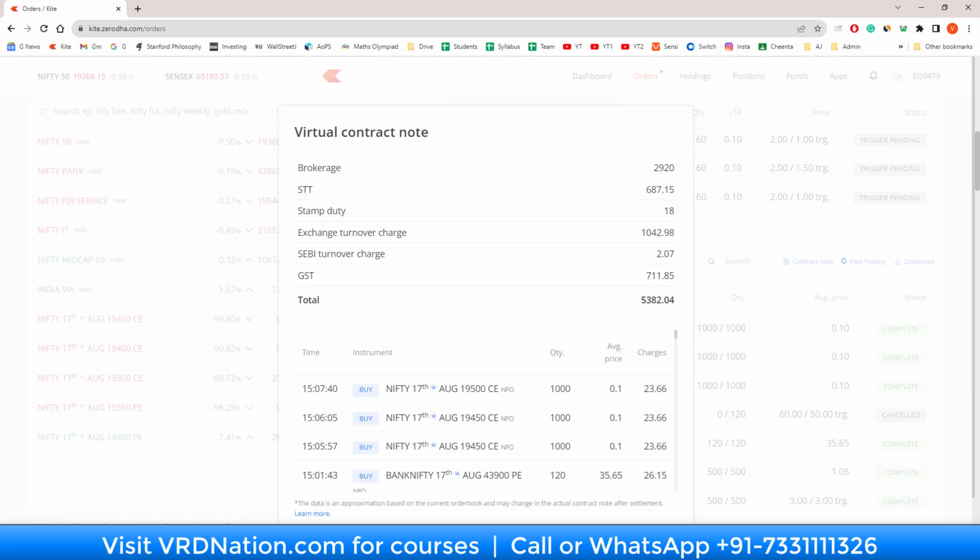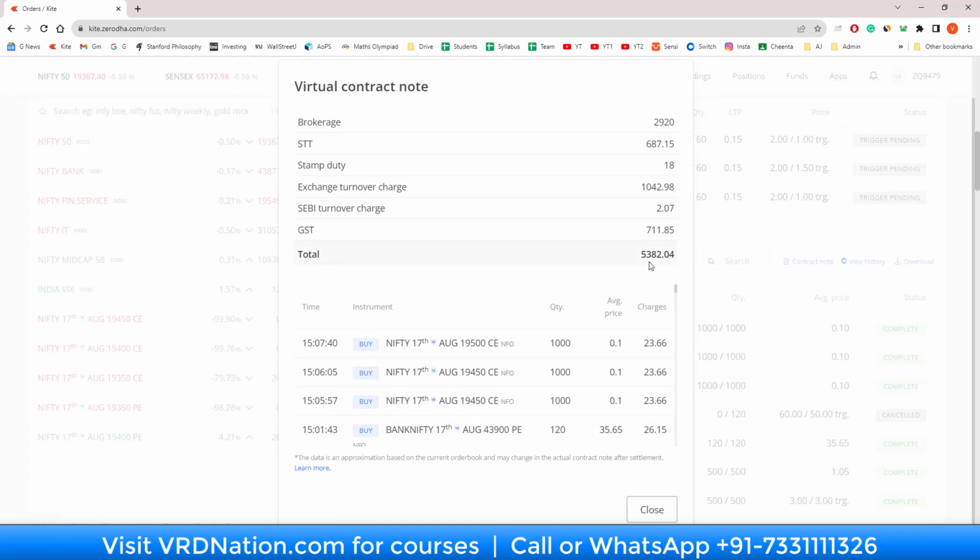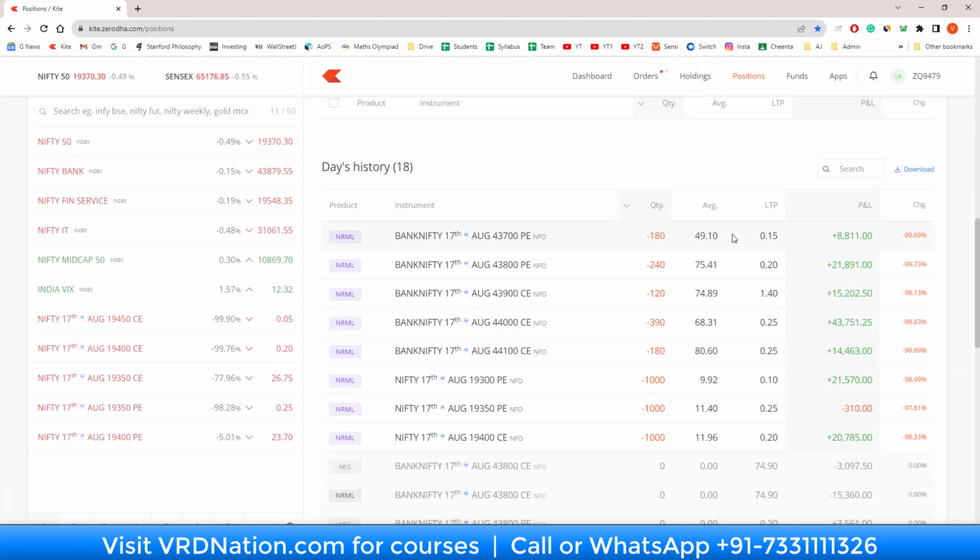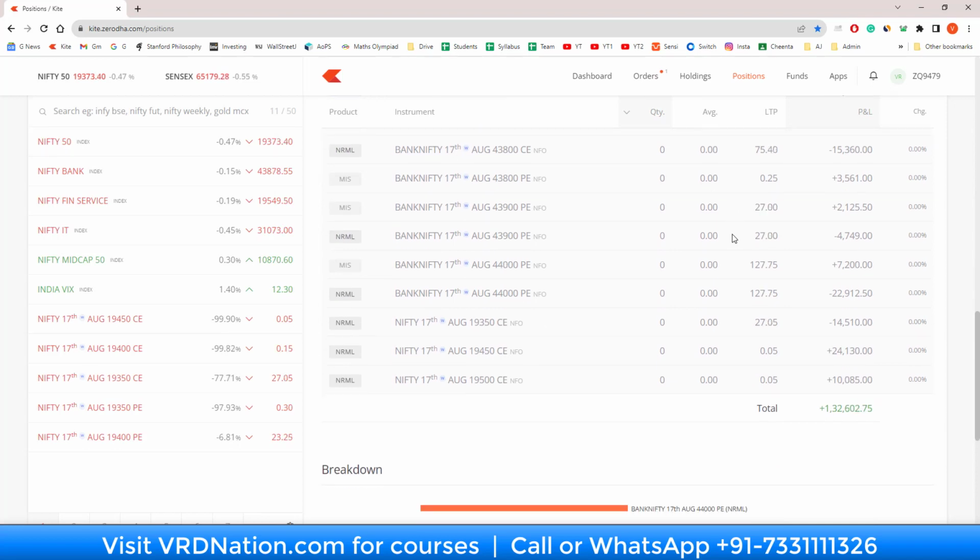So what I recommend is that every time you take a trade, by the end of the day, sit down, look at the virtual contract note, and remind yourself how much money you are actually paying. If this amount is significant and your profit is not as high as it should be, say I'm paying 5,000 rupees and my profit is 15,000 rupees, then was it really worth all the time and effort to take those trades and manage those trades? Clearly a major chunk of my profits is going to the government and the brokerage.